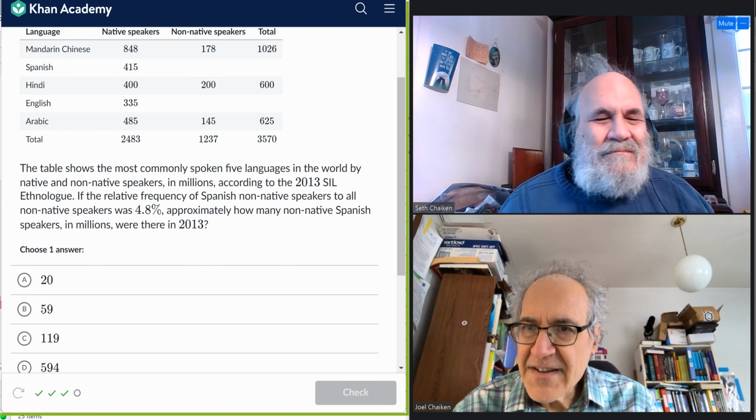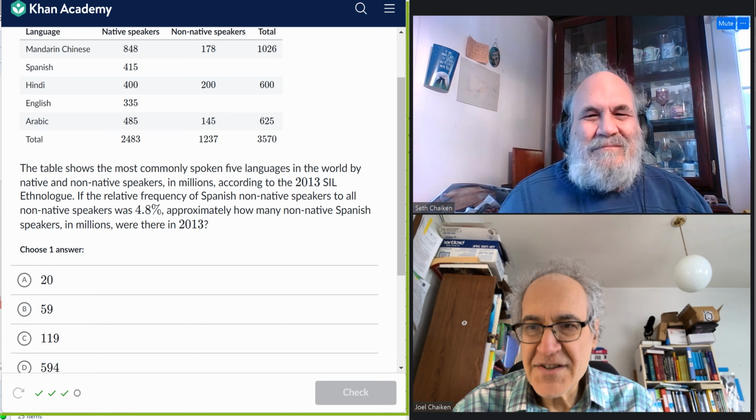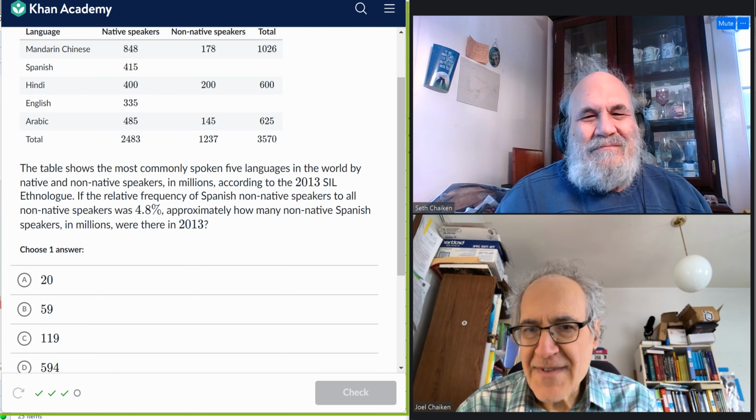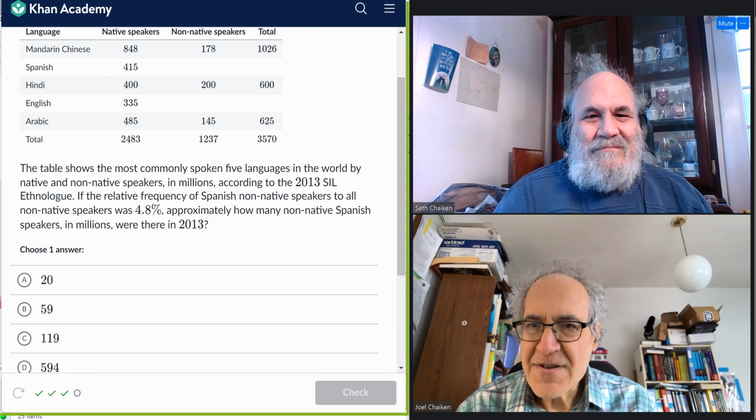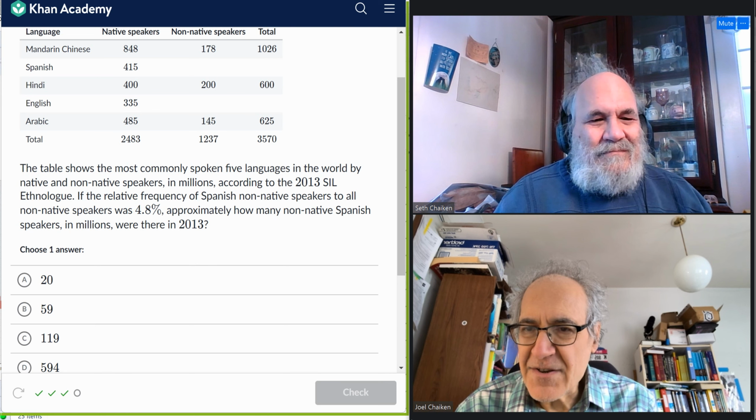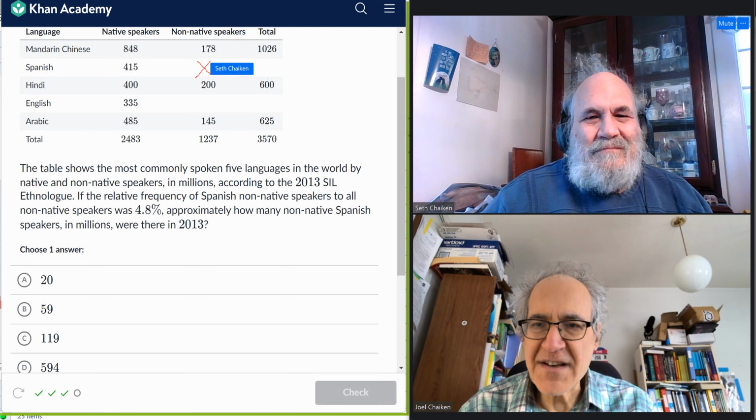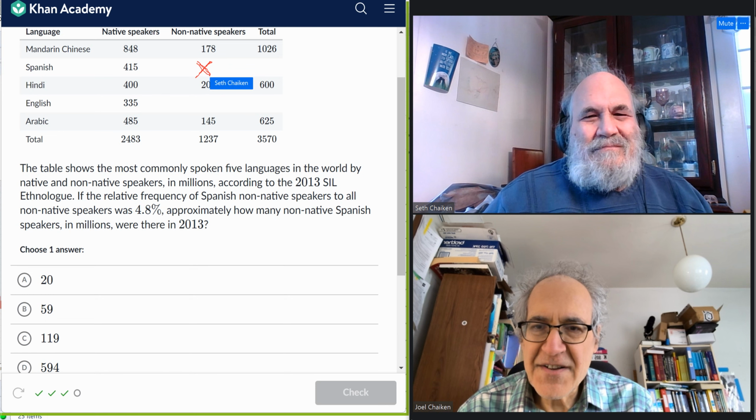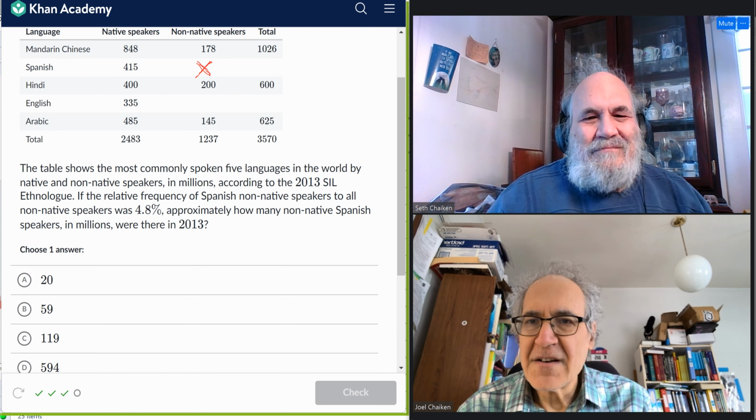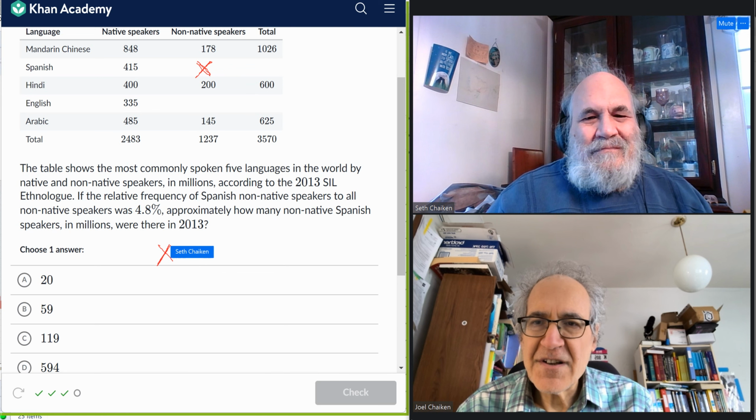Okay, here we have a little bit of a table. It says the table shows the most commonly spoken 5 languages in the world by native and non-native speakers in millions, according to some study in 2013. If the relative frequency of Spanish non-native speakers to all non-native speakers is approximately 4.8%, how many non-native Spanish speakers in millions were there in 2013?